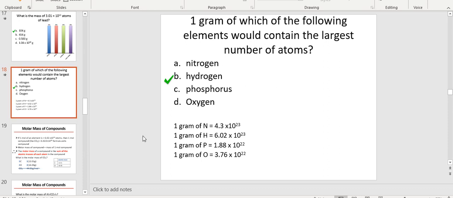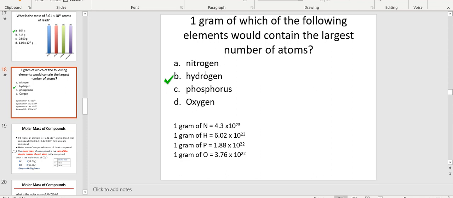1 gram of which of the following elements would contain the largest number of atoms? So you look at this, 1 gram of nitrogen, 1 gram of hydrogen, 1 gram of phosphorus, and 1 gram of oxygen. Which one would contain the largest amount of atoms? Well, whichever one has the smallest molar mass. Okay? 1 mole, they're all going to be the same number, 6.02 times 10 to the 23 atoms. All right? But it's about how much each atom weighs.